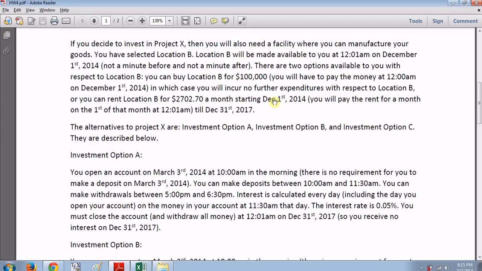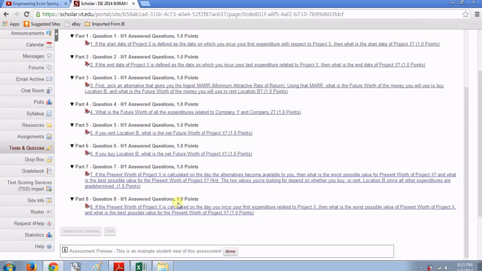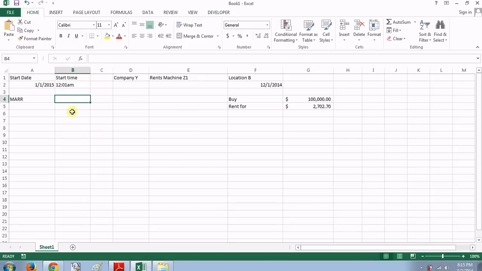Now, what about renting location B? That's the other part of the question, and it is far more irritating than the first part, because for the first part, if you just figure out the dates, you can just do $100,000, is that $100,000? Yeah, I guess so. Raised to the power, times 1 plus whatever MAR is.